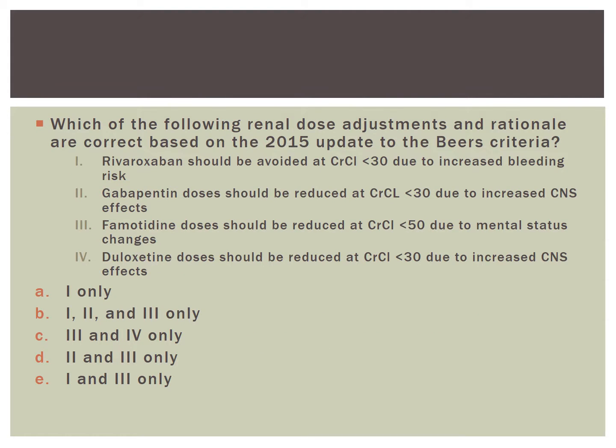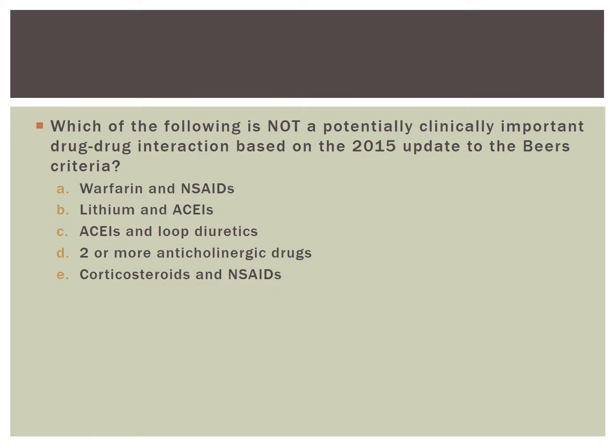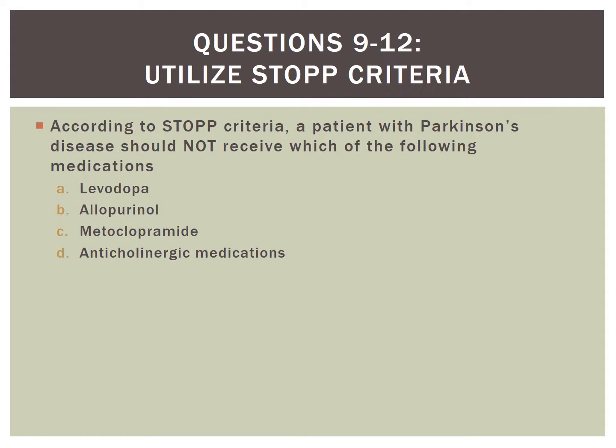Which of the following renal dose adjustments and rationale are correct based on the 2015 update to the Beers criteria? The correct answer here is E, 1 and 3, rivaroxaban and famotidine. Those pairings of drugs and creatinine clearance are appropriate or are correct. Which of the following is not a potentially clinically important drug-drug interaction based on the 2015 update to the Beers criteria? The correct answer here is C, ACEs and loop diuretics.